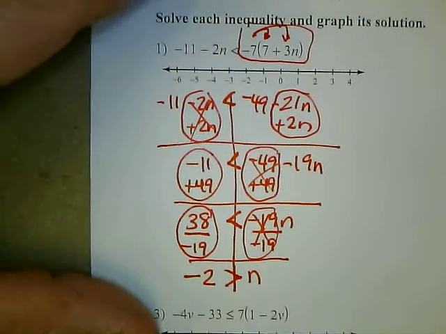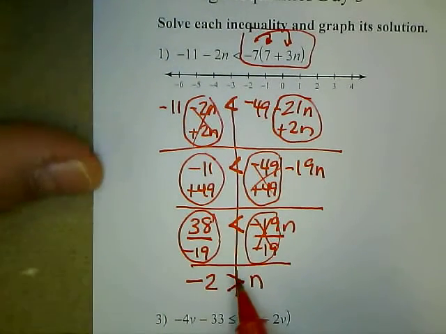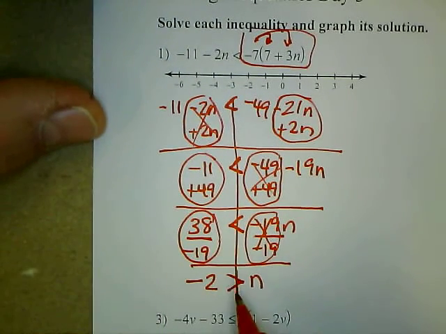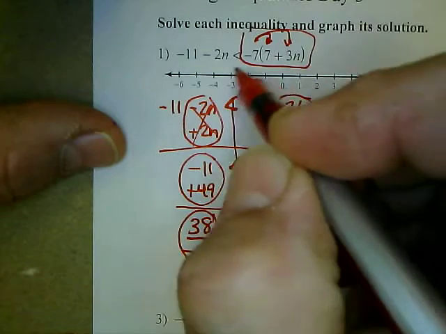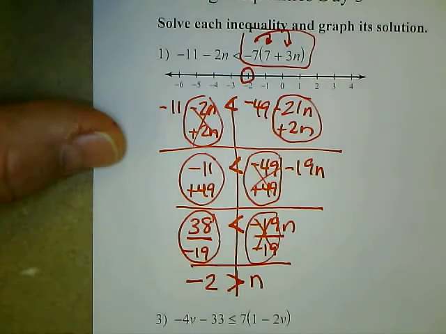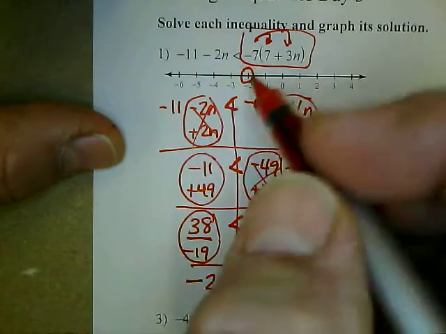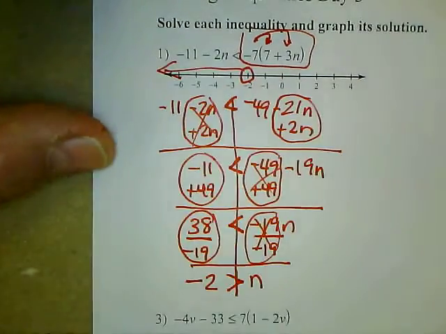So now what we were doing the other day, is this an open or closed circle? It's open because it doesn't have an equals. So we go to negative 2 and we put an open symbol on it. And what is facing the variable? Less or greater? Less is facing the variable, so the lesser numbers are to the left.